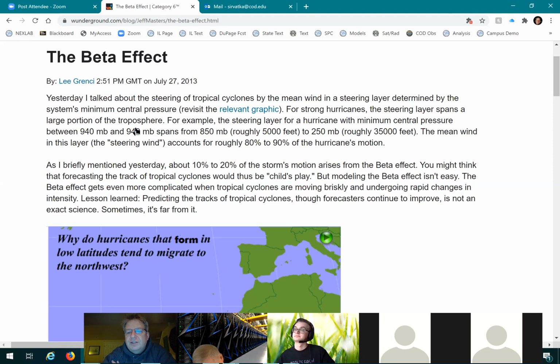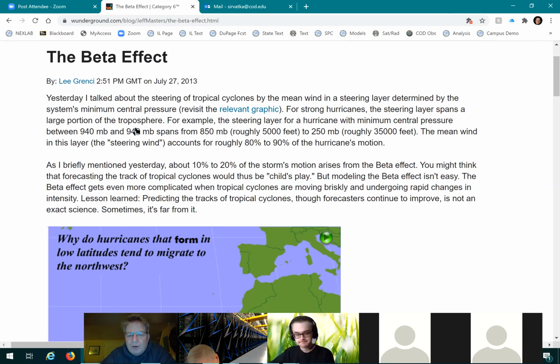For strong hurricanes, the steering layer spans a large portion of the troposphere. The steering layer for a hurricane with a minimal central pressure between 940 and 949 millibars spans from 850 to 250 millibars. The mean wind in that layer is the steering wind, which accounts for 80 to 90% of the hurricane's motion. Wow. Okay.